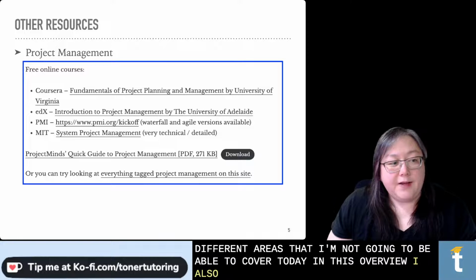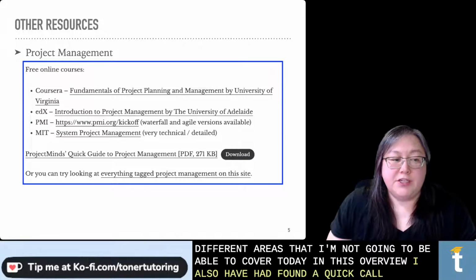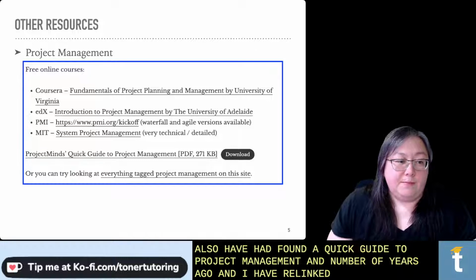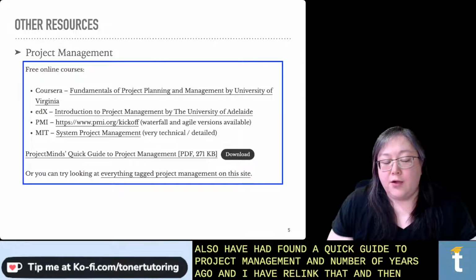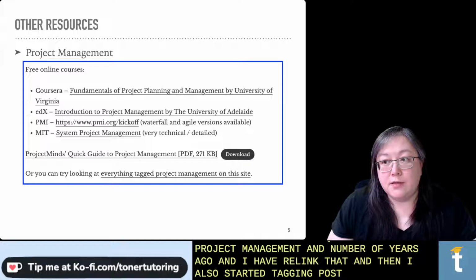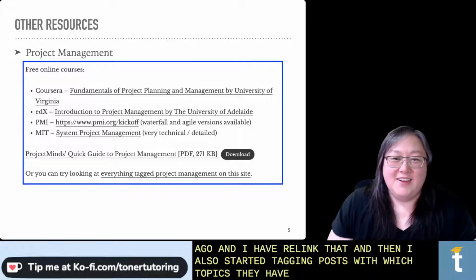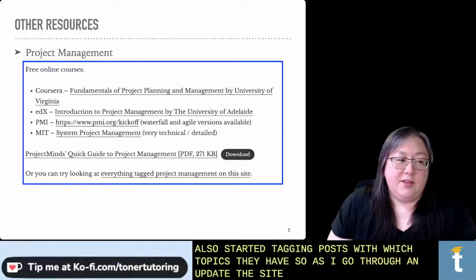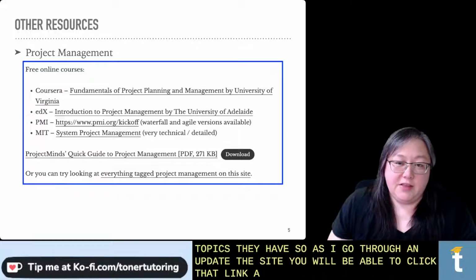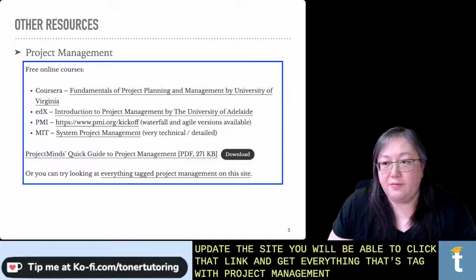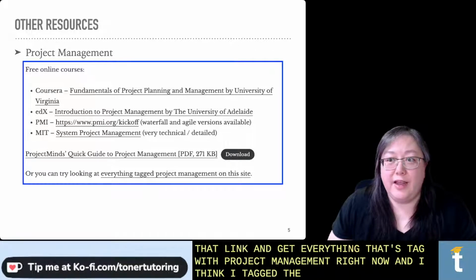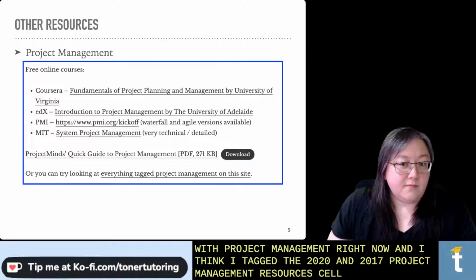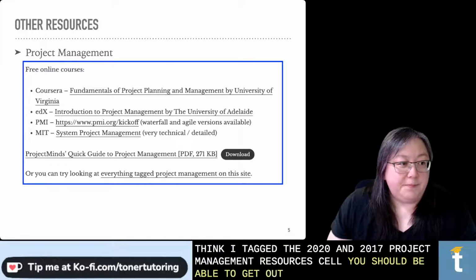I also had found a quick guide to project management a number of years ago, and I have relinked that. And then I also started tagging posts with which topics they have. So as I go through and update the site, you will be able to click that link and get everything that's tagged with project management. Right now, I think I tagged the 2020 and 2017 project management resources. So you should be able to get all of that.